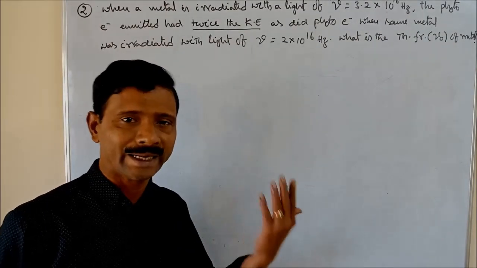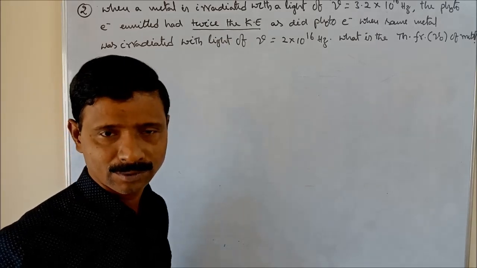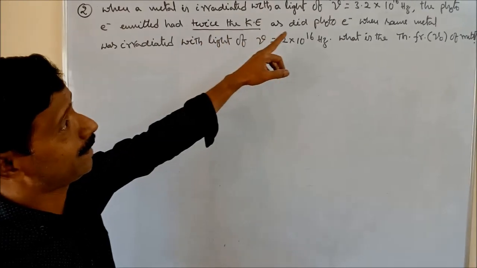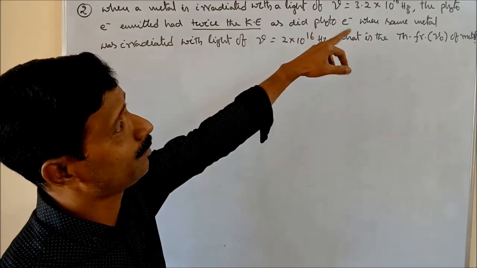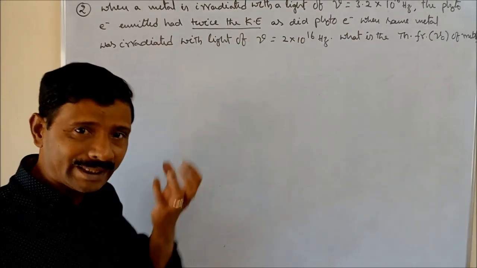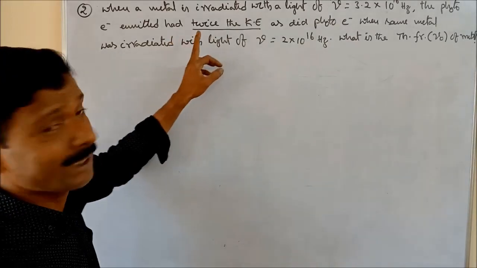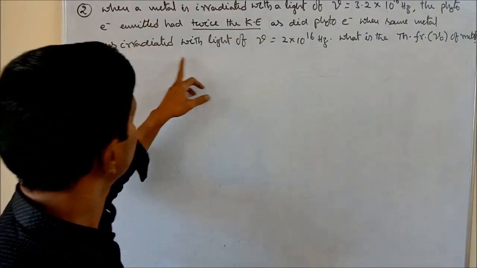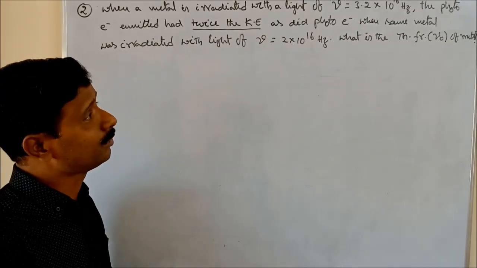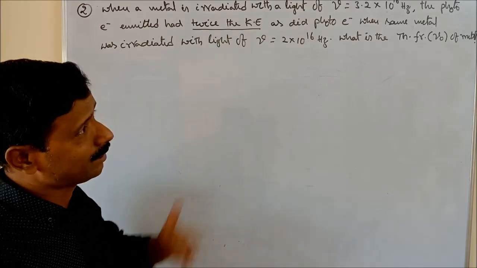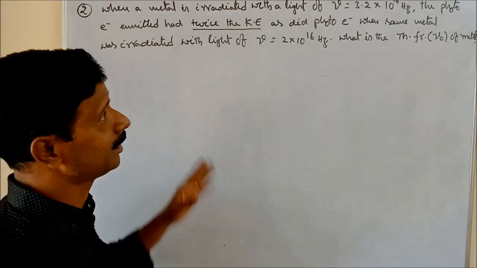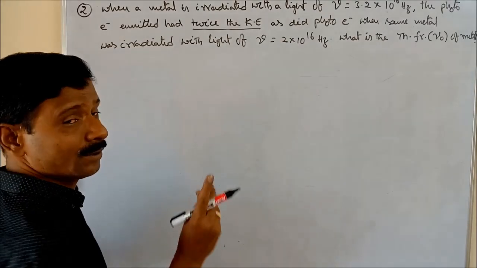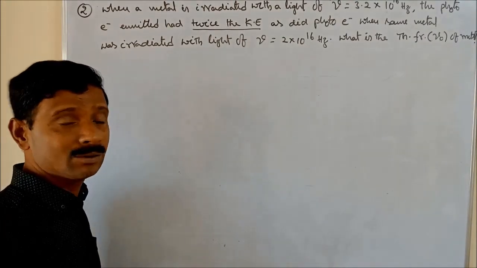Now the second example based on the photoelectric effect. See the question. When a metal was irradiated with light of frequency 3.2 × 10^16 hertz, the kinetic energy of the electrons we get is twice that obtained with light of frequency 2 × 10^16. Then what is the threshold frequency of the metal? Now I am converting this total problem into a simple diagram. If you understand the diagram, it's very easy to solve.